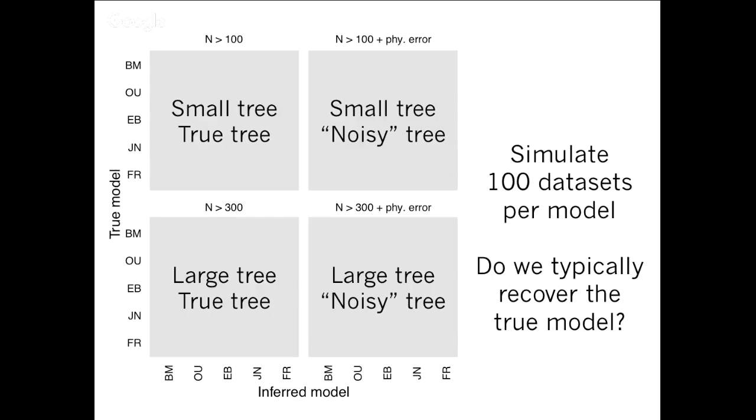In any case, moving on to our simulation study, we designed a simulation study with sort of 4 quadrants here. We wanted to ask how well we could retrieve the true model when conducting inference under 4 settings. First, when we have a small tree with the true tree versus a small tree with a noisy tree, or a tree with some amount of error, but also the same with large trees.